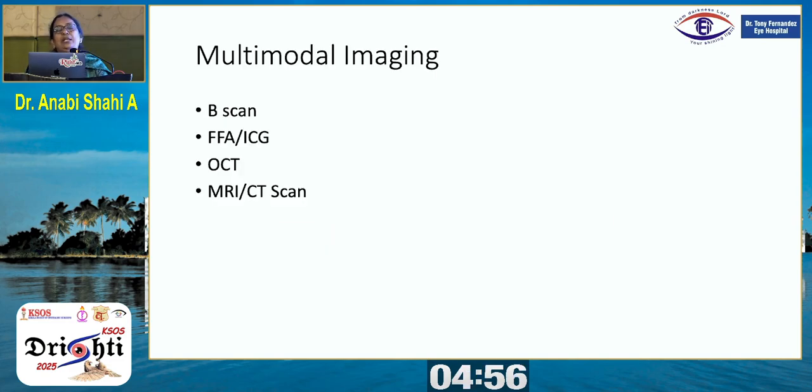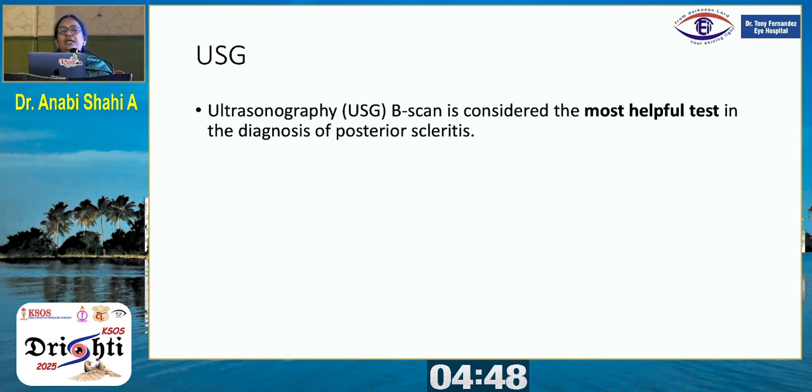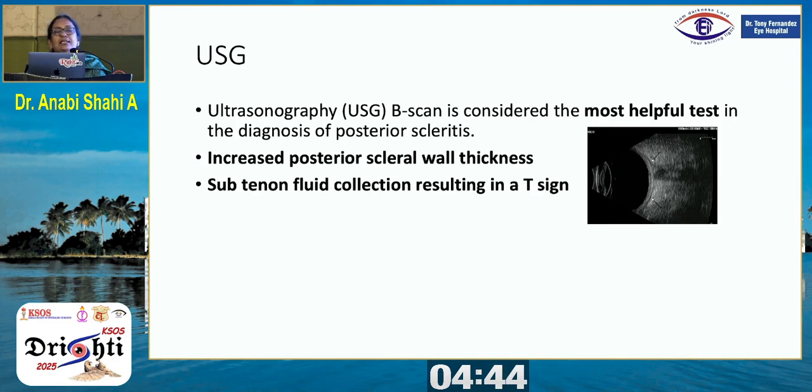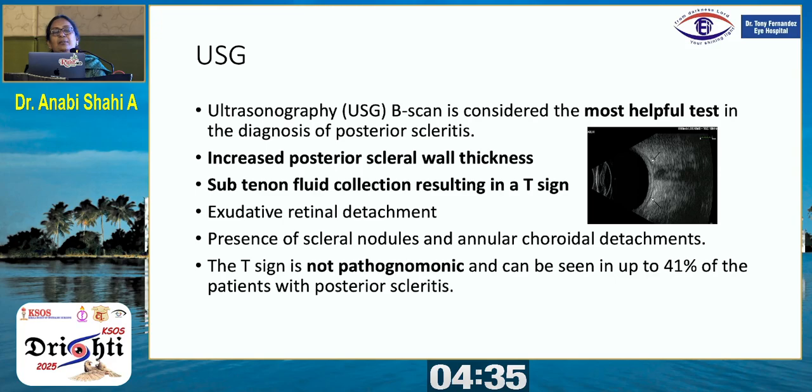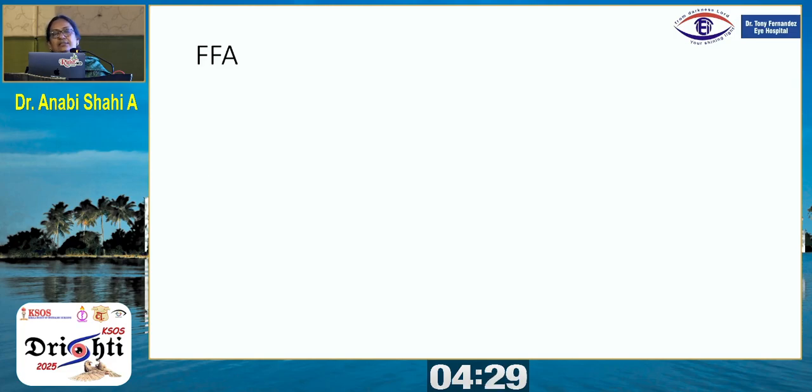So multimodal imaging is used to differentiate all this: B-scan, FFA, ICG, OCT, MRI and CT scan. Ultrasonography is considered the most helpful in the diagnosis of posterior scleritis. There will be increased posterior scleral wall thickness, subtenon fluid collection resulting in a T sign, exudative detachment, presence of scleral nodules and annular choroidal detachments. But the T sign is not pathognomonic and can be seen in up to 41% of the patients with posterior scleritis.